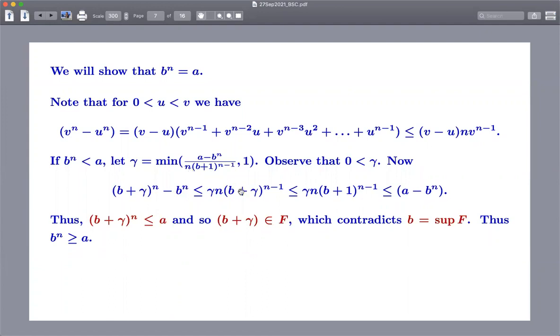Why not? Then obviously a minus b power n is greater than n into b plus 1 into n minus 1. Gamma equal to 1. Why will it not work? I don't see any reason why it should not work. I see no contradiction if gamma was 1. All I'm saying is gamma is less than or equal to b plus 1, and gamma is less than or equal to the first term here. These are the only two properties we are using. Yes, sir. Okay, it's good.